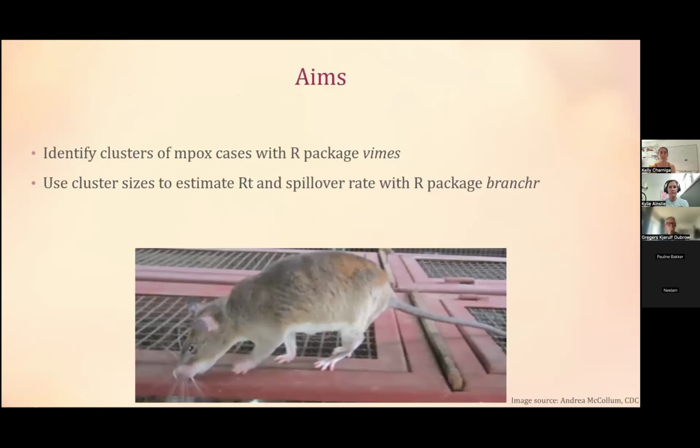So the aims of this project were to identify clusters of mpox cases with the R package vines, and then use those cluster sizes to estimate Rt and the spillover rate with the R package branchr. The spillover rate is how often the virus jumps from animals to humans. In parts of Africa, the major route of transmission is from animals to humans, but increasingly, like with the current outbreaks, you're seeing a lot of sexual transmission or intimate transmission.